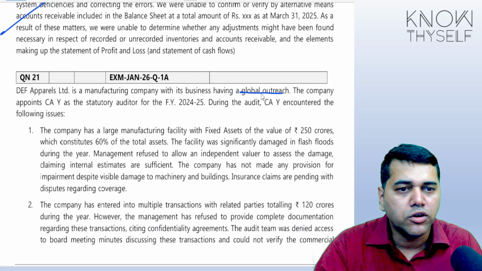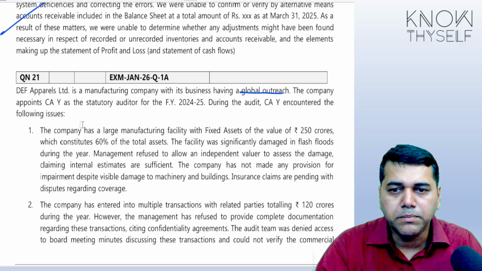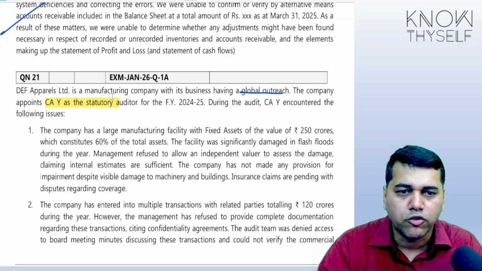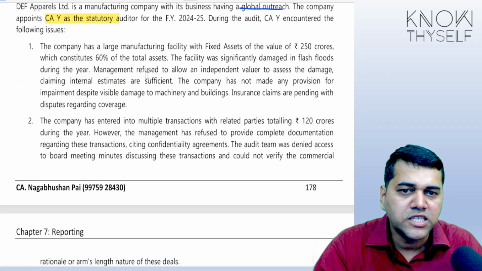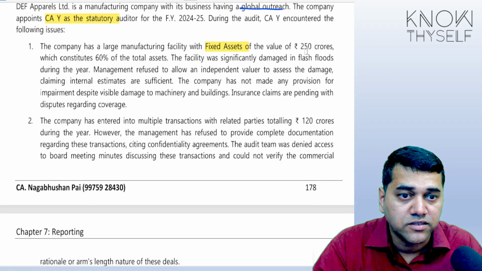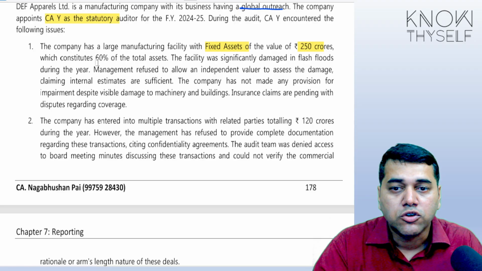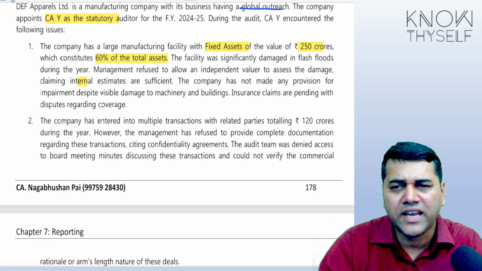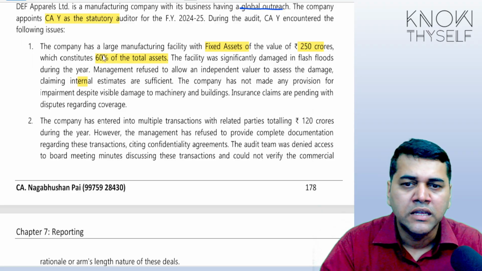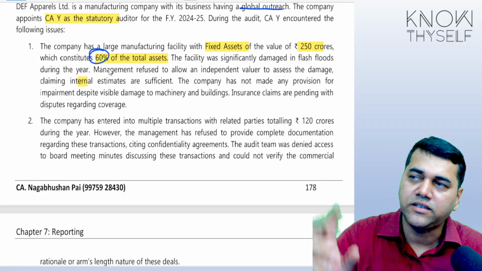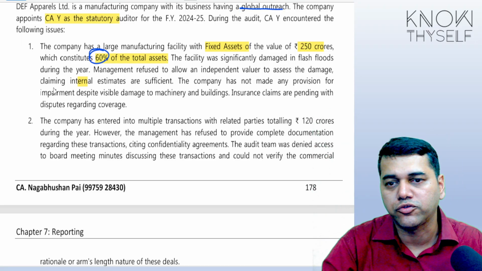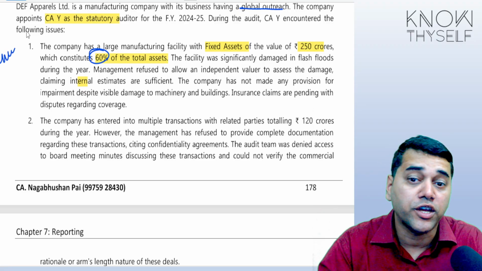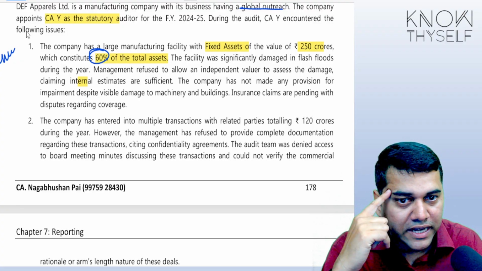Manufacturing company had a good global outreach. The company, okay, CAY was the shadow auditor. Company is a large manufacturing facility with the fixed assets value 250 crore, constituting 60% of the total. See, again, one more hint you need to get. Whenever they give you the percentage that this is amounting to so much, this is amounting to so much, please understand they must be talking about the pervasiveness. Another hint you should gather.